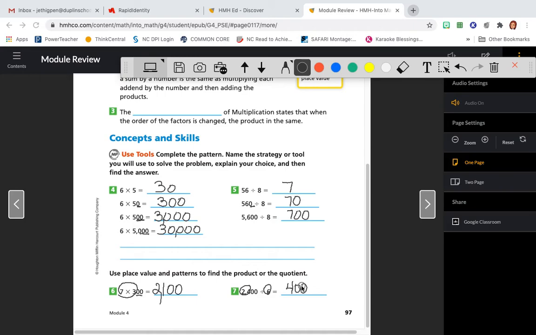Remember, if you have any questions, you can ask them in Google Meet. We can set up a separate time to do an individual Google Meet, or you can send me an email. I try to respond to those as soon as I can. So get to work on page 98 and send that to me for your assignment today.